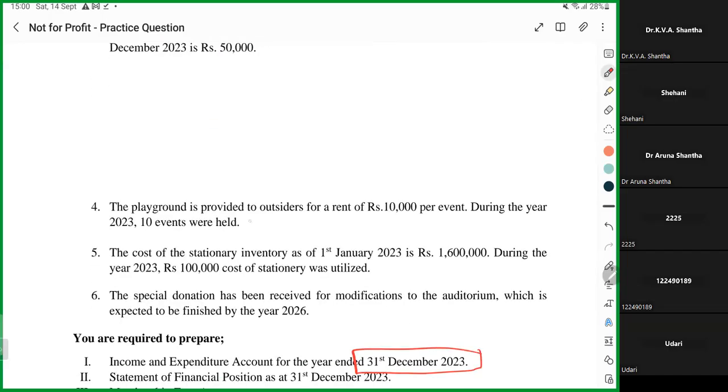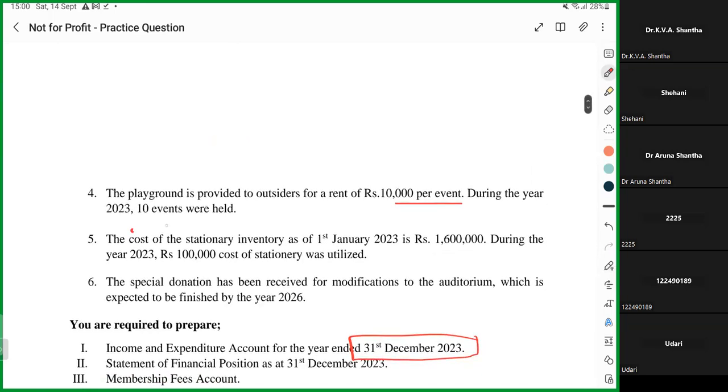Then the playground is provided to outsiders for a rent of 10,000 per event. So your playground has been rented out. During the year, 10 events were held. Then you should have received how much? 10,000 per event, 10 events. So you should have received playground rent income of 100,000 during the year.